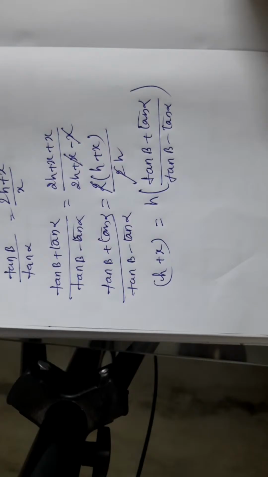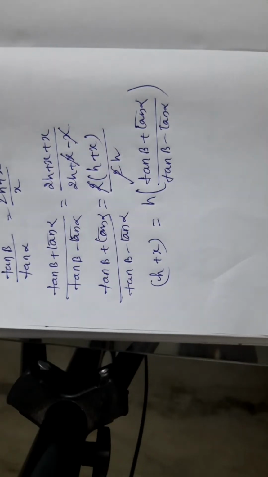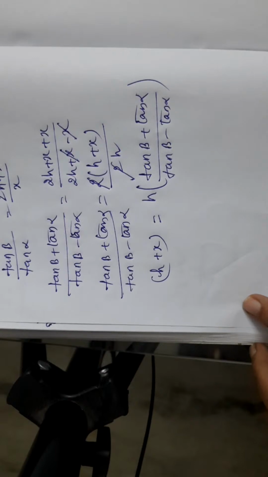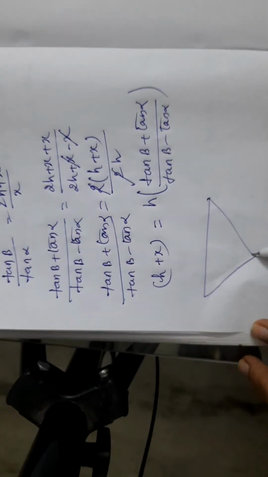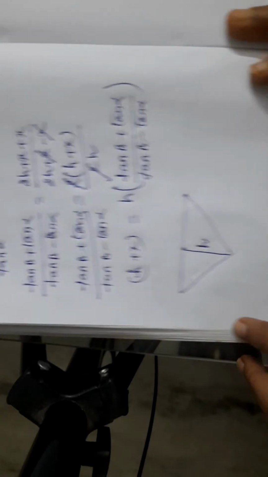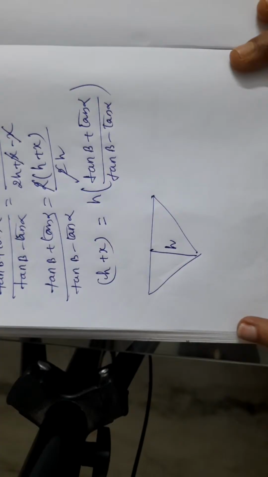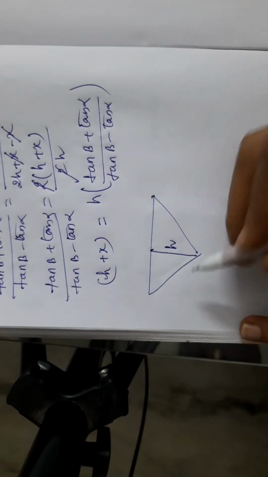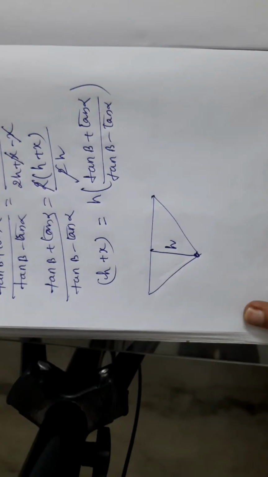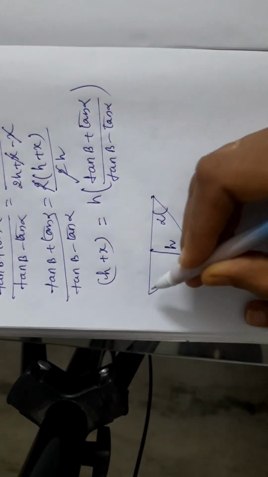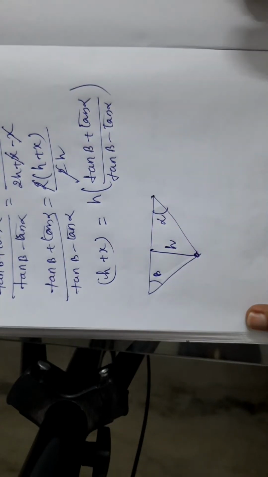Okay. Now the next question: a bridge across the valley is h meter long. If there is a bridge and there is a valley, the bridge is h meter long. There is a temple in the valley directly below the bridge, and the angles made by the temple from two ends of the bridge are alpha and beta. One of the angles is given as alpha, the next angle is given as beta.